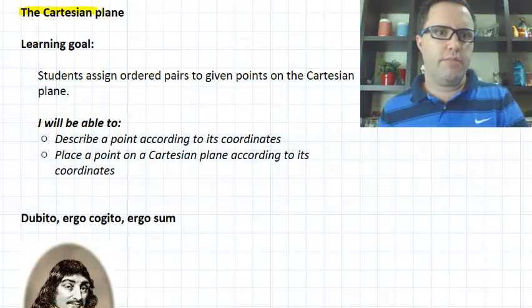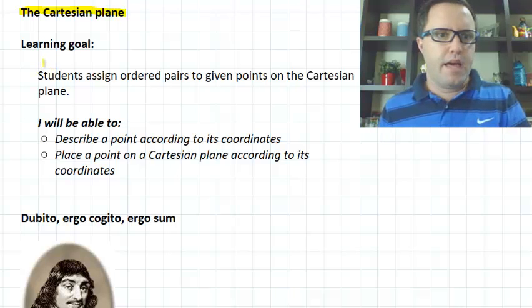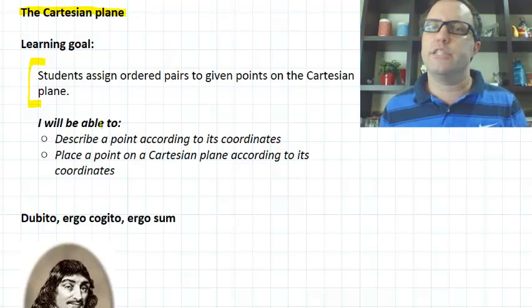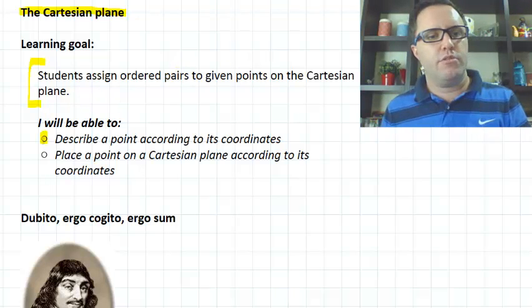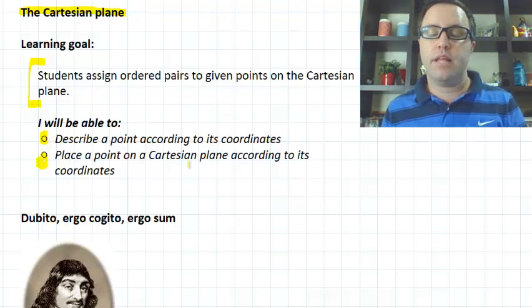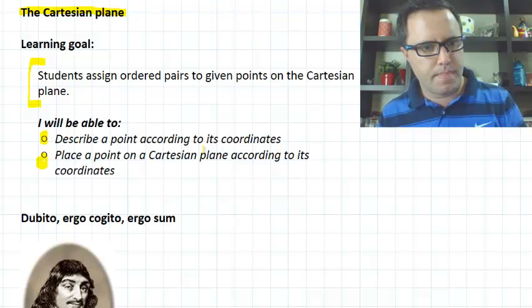Okay, so we're talking about the Cartesian plane. Now, the learning goal is that you should be able to assign ordered pairs to given points on the Cartesian plane. And at the end of this, you want to be able to describe a point according to its coordinates and place a point on a Cartesian plane according to its coordinates.